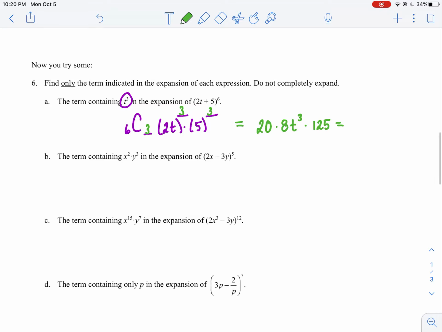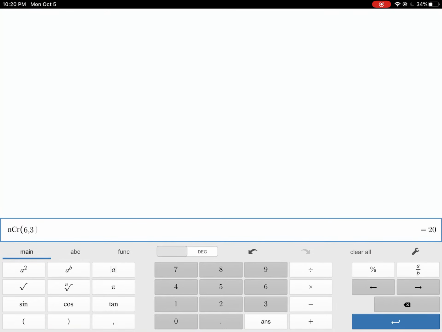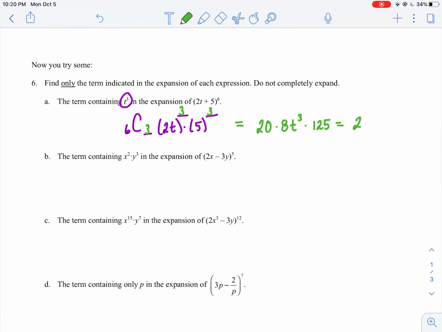And so the last thing to do then is just multiply those together. So 20 times 8 times 125. Oh, 20,000. There we go. So that's it, 20,000 t to the third. So the term that has t cubed has a coefficient of 20,000 on it after it gets multiplied out.